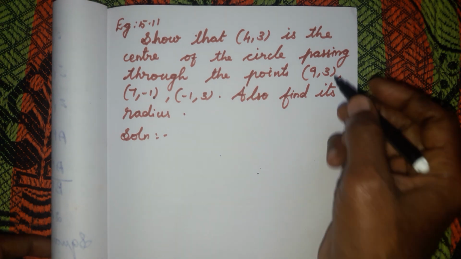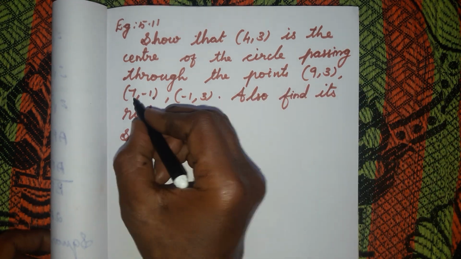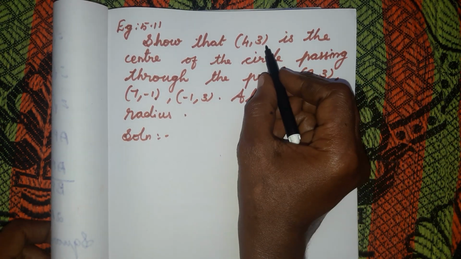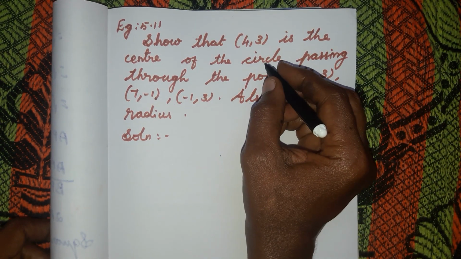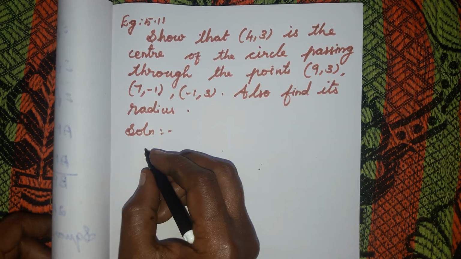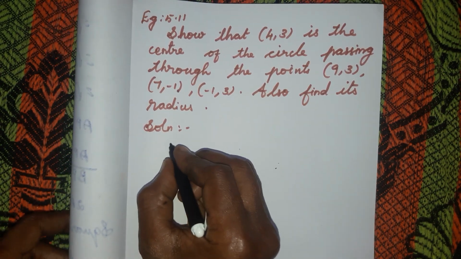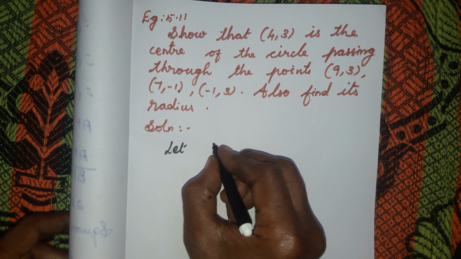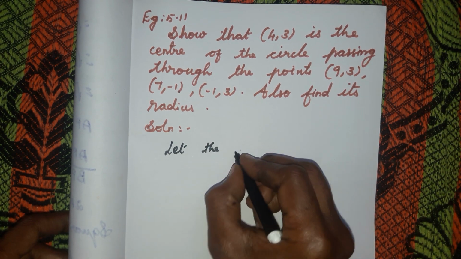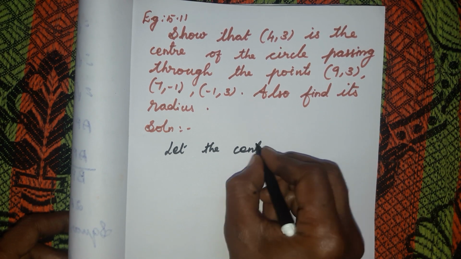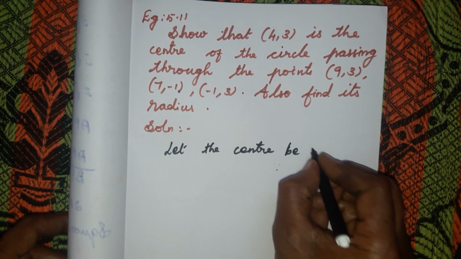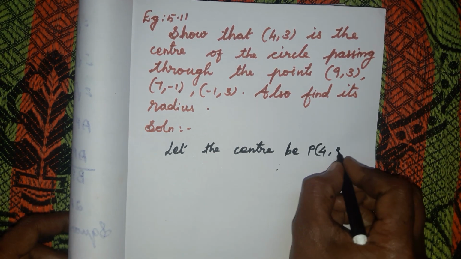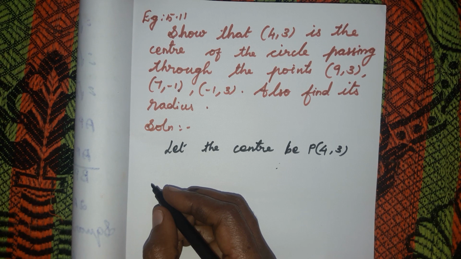Okay, I am taking these 3 points as A, B, C. It is the center, is it? Center I am taking as P. Let P be (4, 3).